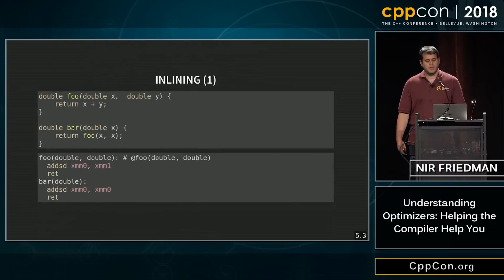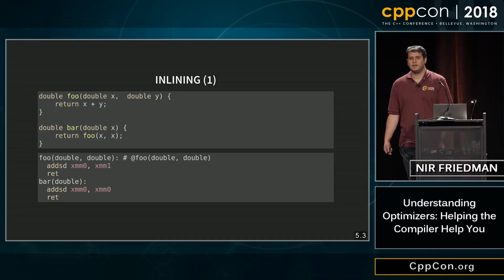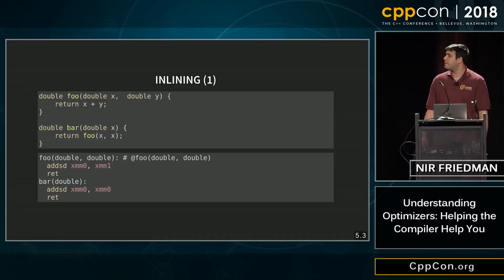Okay, so here's a really, really simple example of inlining. We've got foo, we've got bar calls foo, and it does not call foo in the assembly, right? This is super simple.